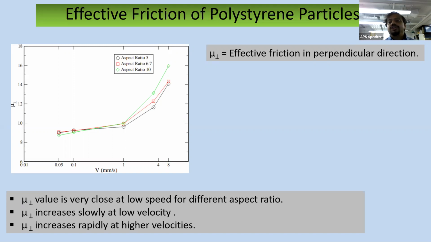Now we have measured again the drag force with polystyrene particles, and then we converted that drag force to the effective friction. We found that here also the effective friction almost converges to a certain value, irrespective of all the aspect ratios of the intruder we have studied. Then effective friction increases slowly at low velocity, and finally it increases rapidly at higher velocity.